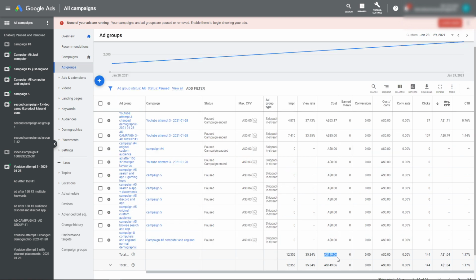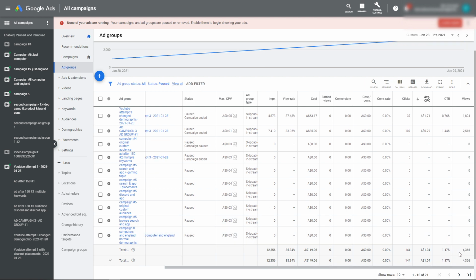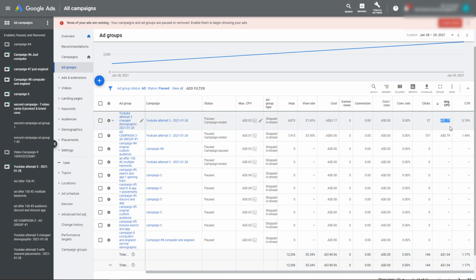In total, the $150 got us 12,356 impressions. Out of that, we got 4,366 views, and out of that, we got 144 clicks, which isn't great, but as you may notice, the cost per click was actually more expensive than the previous ad.